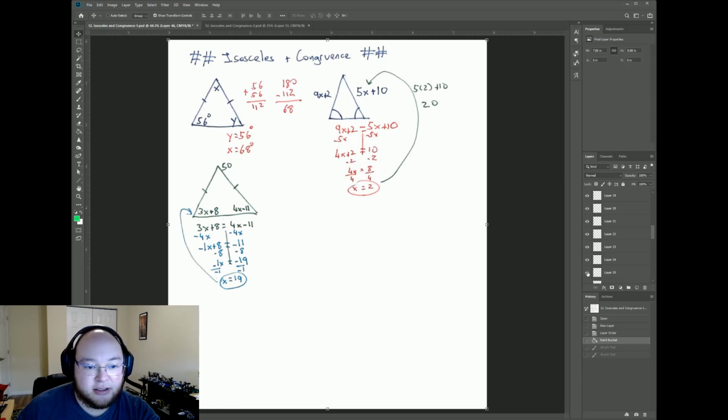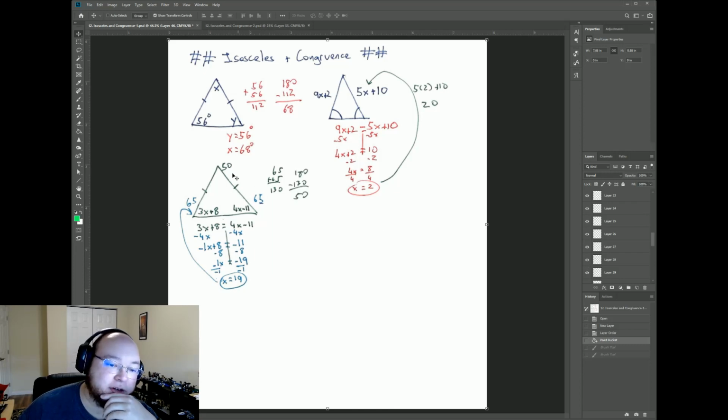And then plug them in. 3 times 19 is 57. 57 plus 8 is 65. Other side, you get 76. 76 minus 11 is 65. And then just double checking, 65 plus 65 is 130, and then 130 plus 50 would be 180.